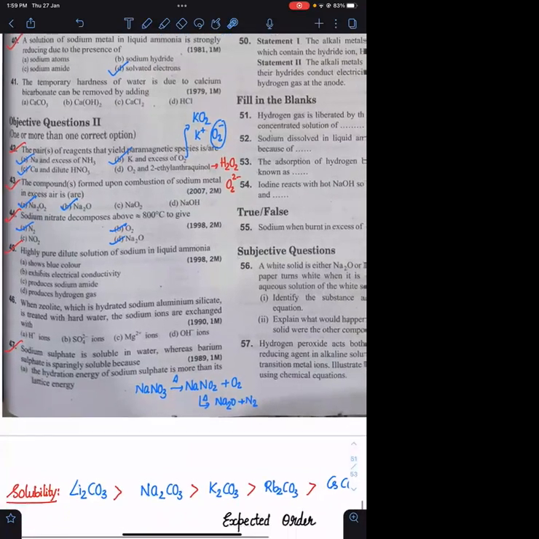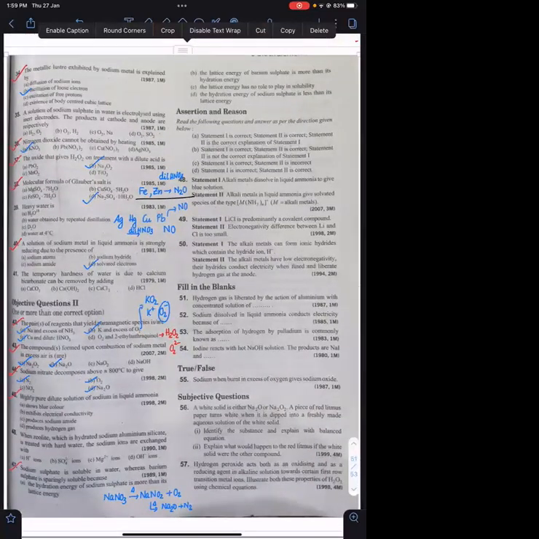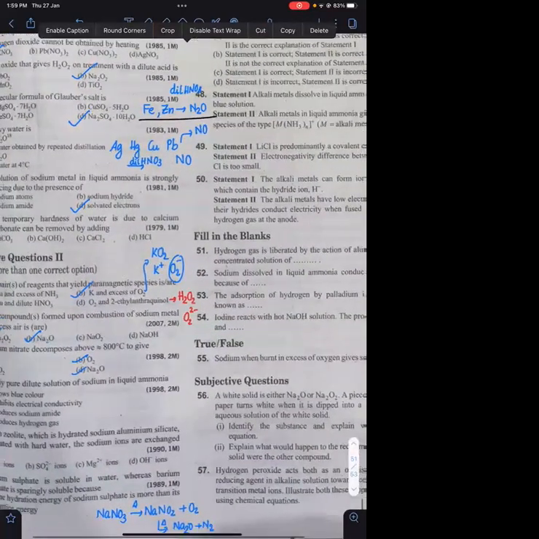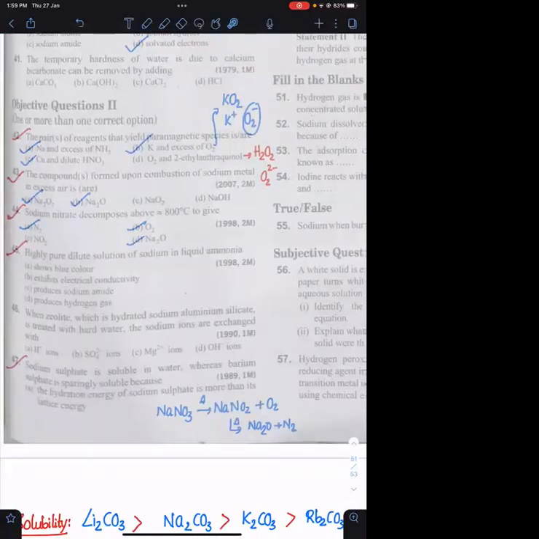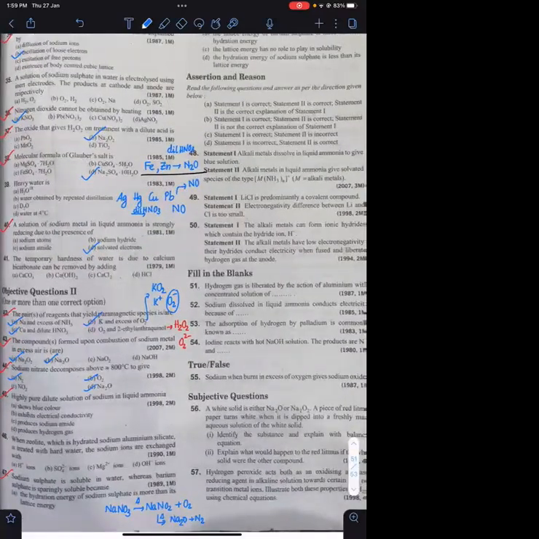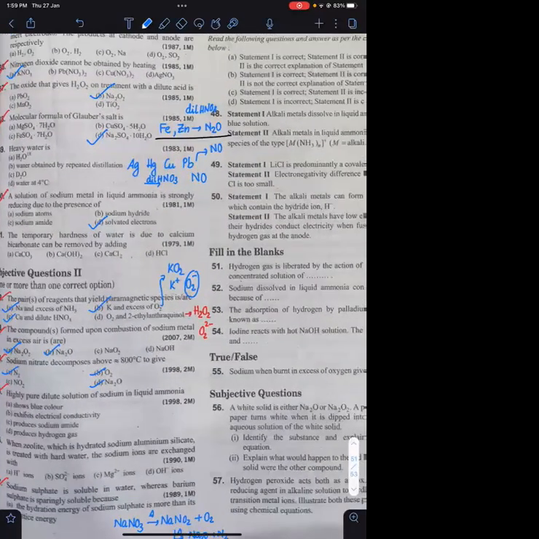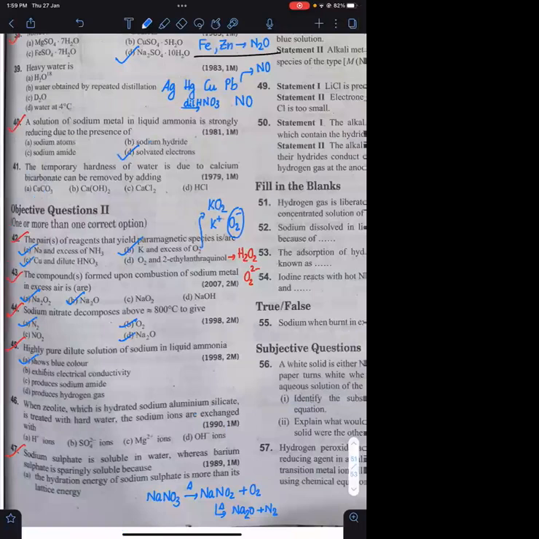Okay, question number 45. Highly pure dilute solution of sodium in liquid ammonia. Answer? AB. Shows blue color, ये तो पता है हमें. Exhibits electrical conductivity, ये भी पता है. Produce sodium amide, ये गलत है.